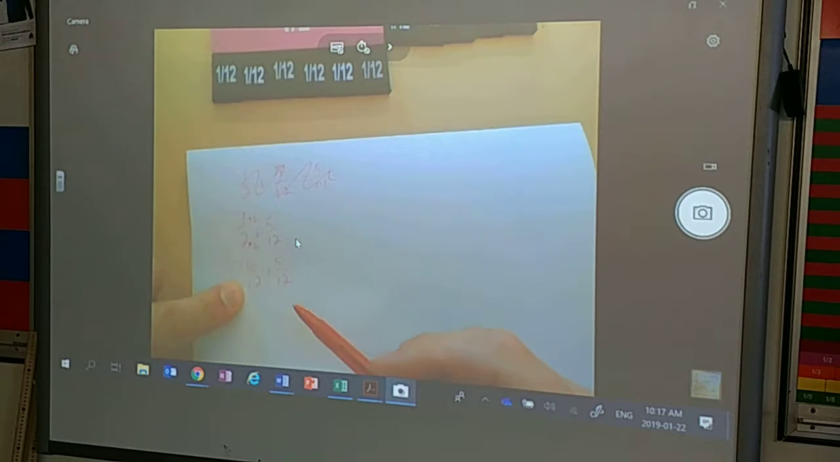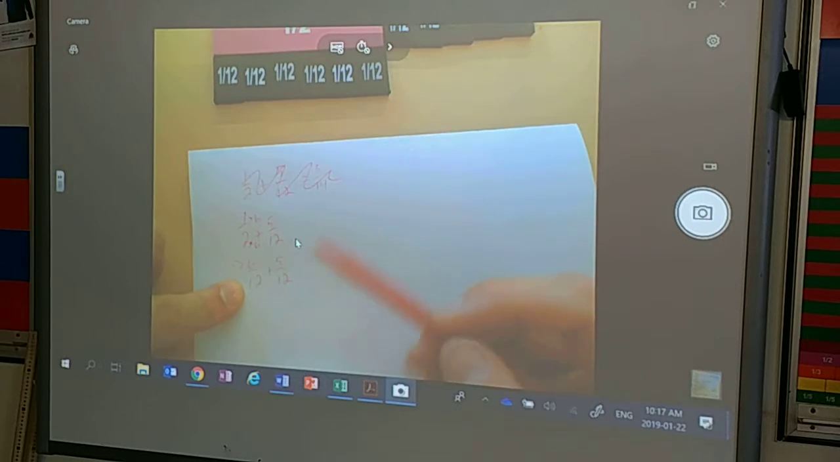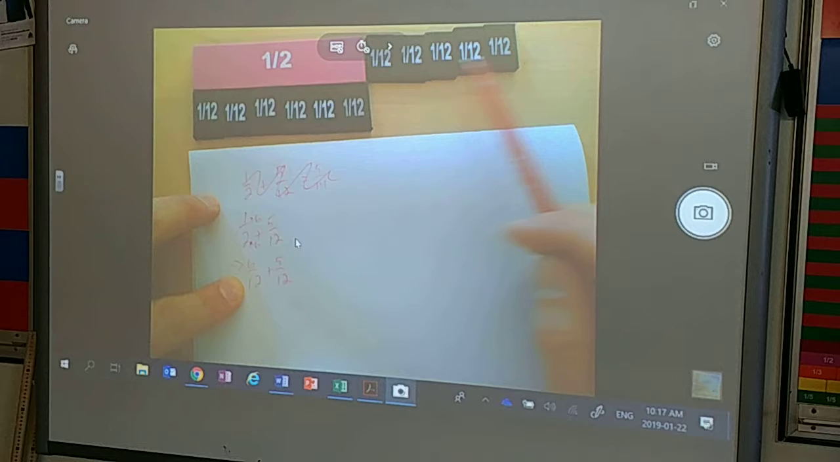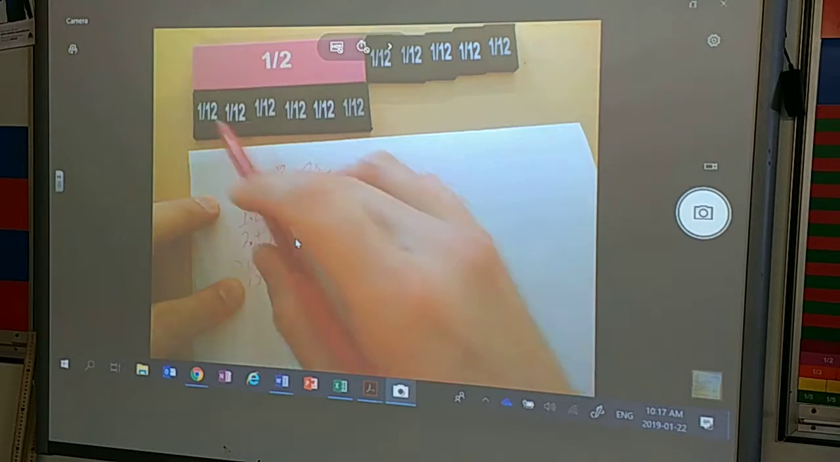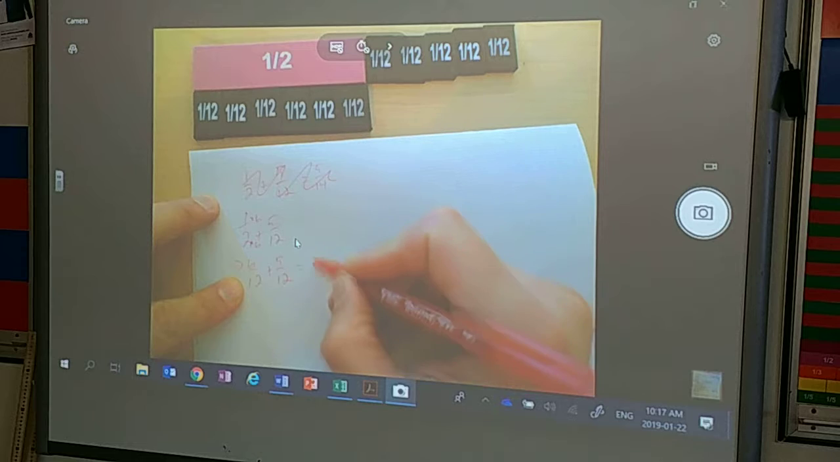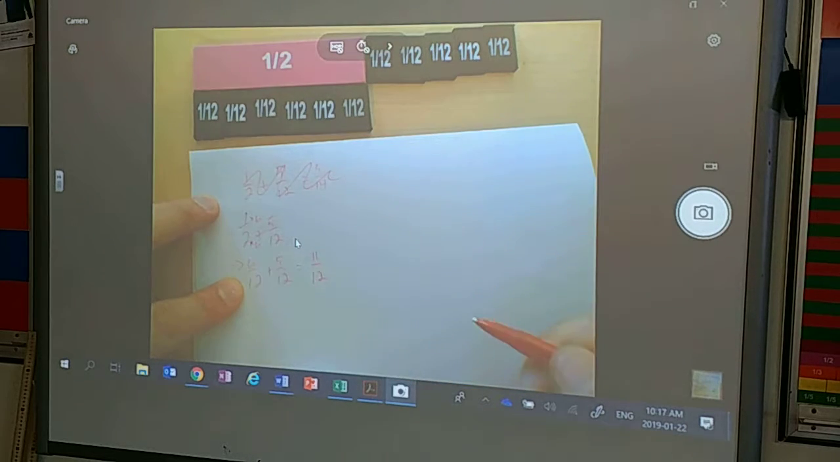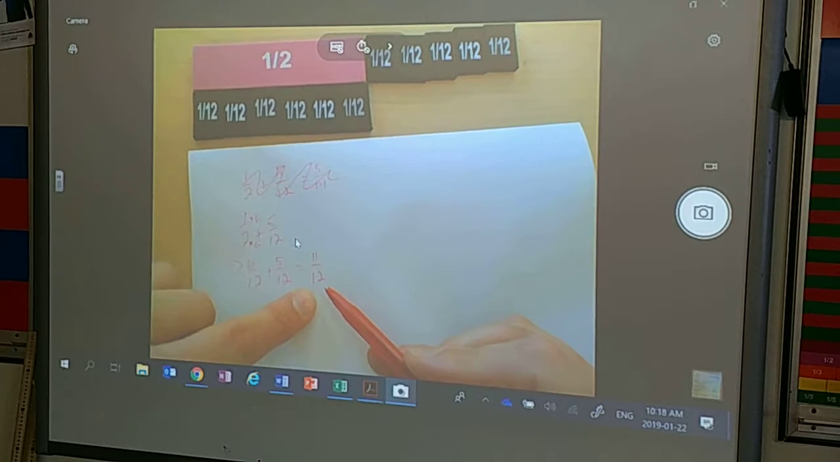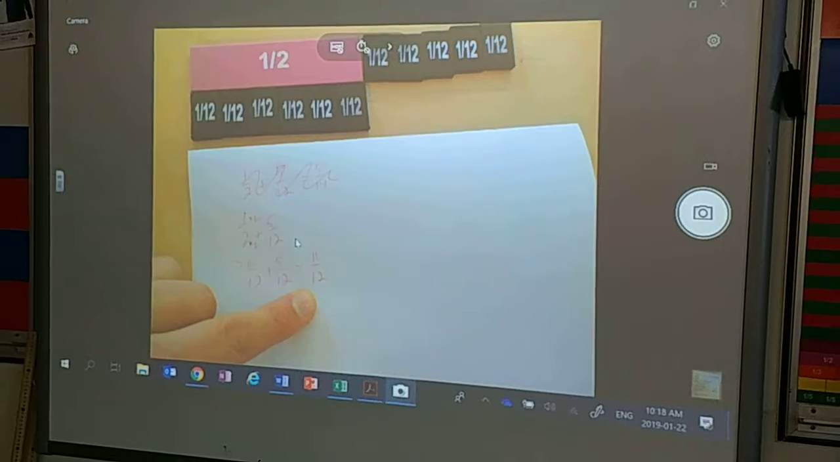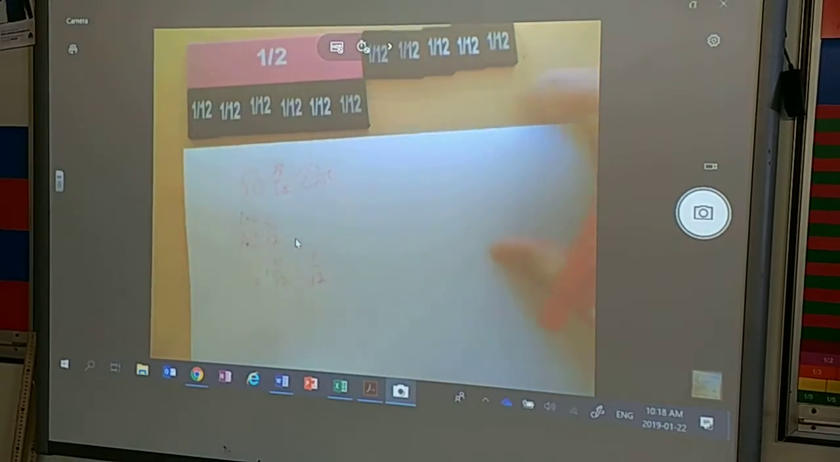Now we know Johnny would add the bottom. But let's take a look. If I have 6 12ths plus 5 12ths, what do I have? I have 11 12ths. 1, 2, 3, 4, 5, 6, 7, 8, 9, 10, 11. So that equals 6 plus 5 is 11, and the 12s stay the same. We know Johnny probably would have added 12 plus 12 to get 24. But 11/24 would be much smaller than that. We do not change the bottom when we are adding.